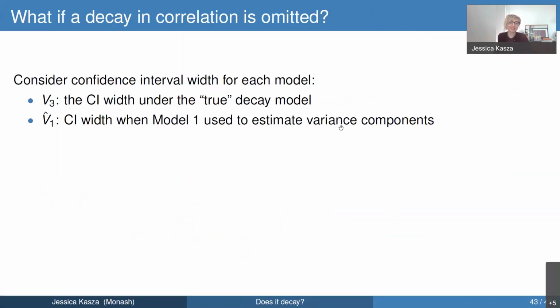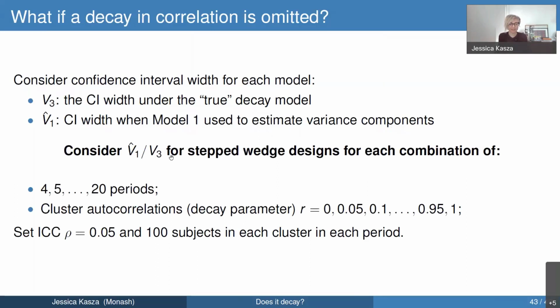So in order to answer this, we considered the confidence interval width for each of our models. So V3, this is the width of the confidence interval under our true decay model. And V1 hat, well, this is our confidence interval when we use model 1 to estimate variance components. So the data are generated under model 3, but we're using model 1, this constant correlation, to estimate our variance components. So we're going to consider the ratio of these two confidence interval widths for a bunch of different types of designs. So we've got stepped wedge designs with from 4 up to 20 periods in length, and a whole range of cluster autocorrelations from 0 up to 1. We've got our ICC of 0.05 for these, and we consider 100 subjects in each cluster in each period.